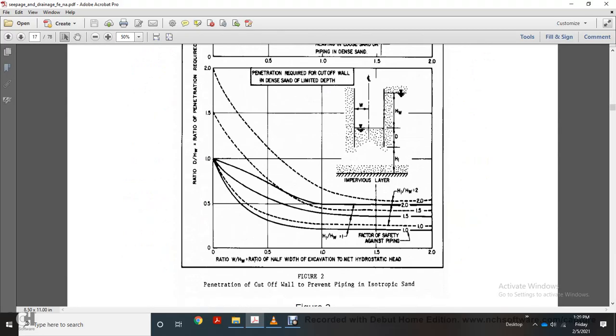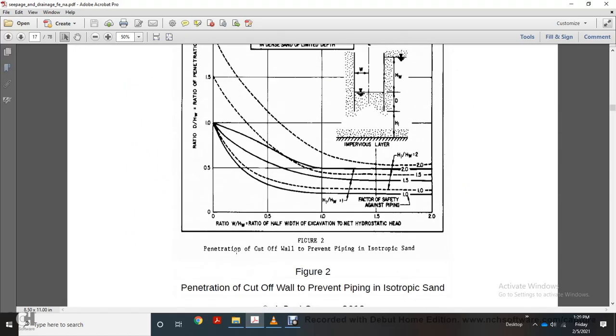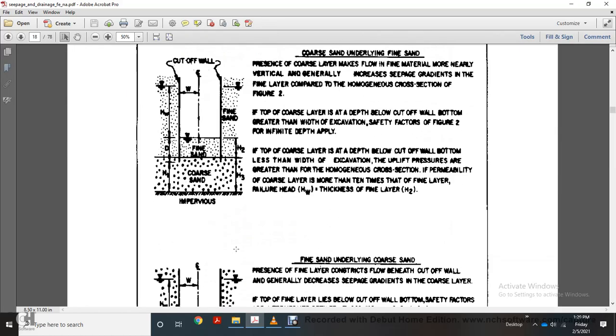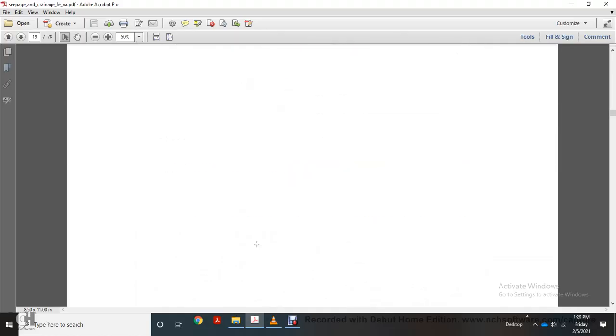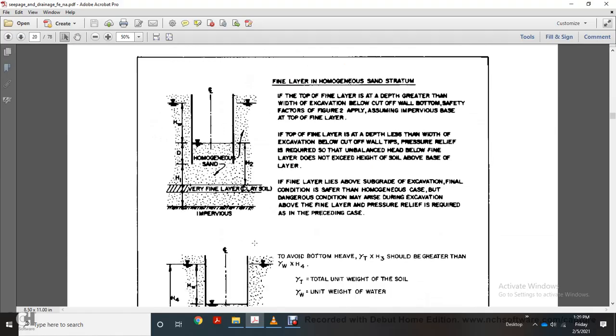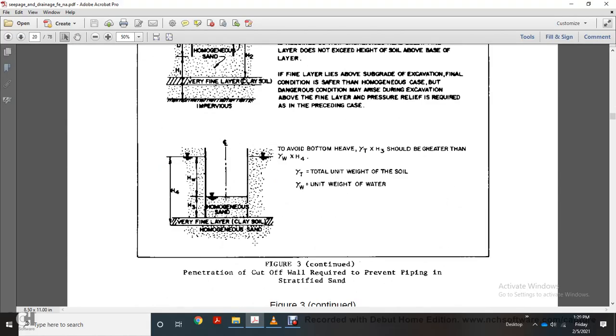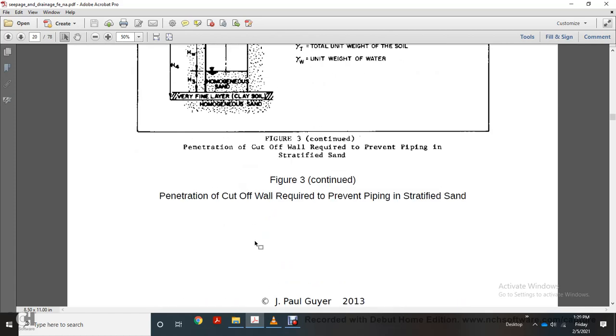Then it shows a chart of the penetration of the cutoff wall required to prevent piping in isotropic sands, followed by the penetration of the cutoff wall required to prevent piping in stratified sands.